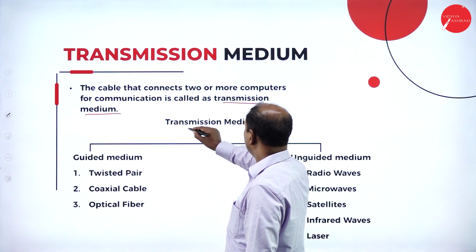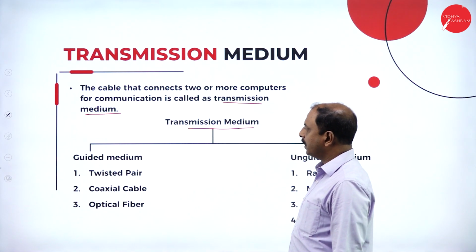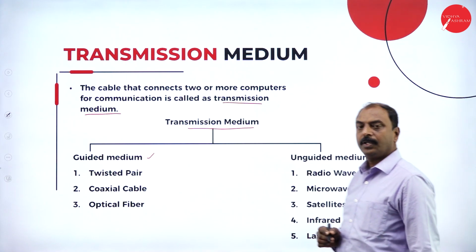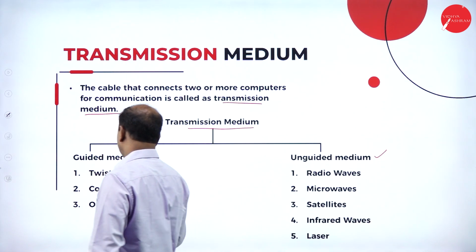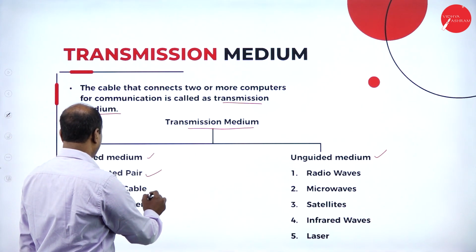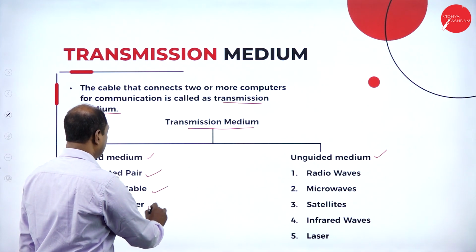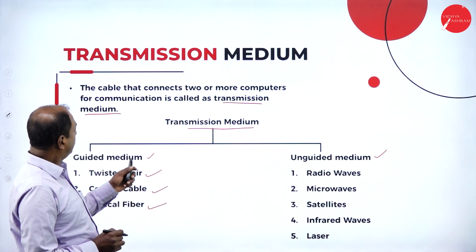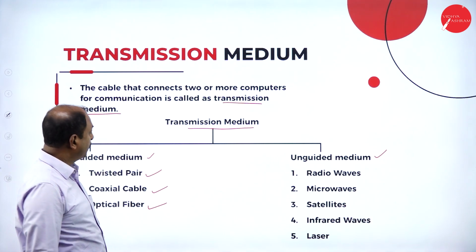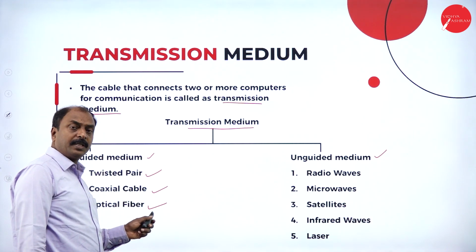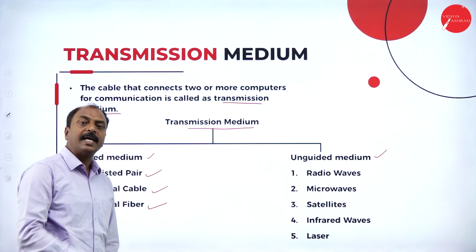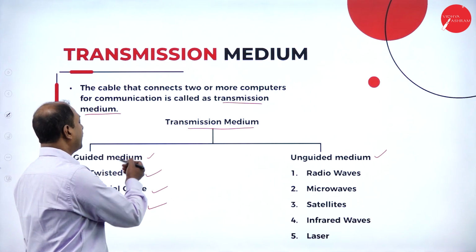There are two methods of transmission. One is guided medium and the second one is unguided medium. What is the definition of guided medium? Under guided medium we have twisted pair cable, coaxial cable and optical fiber. These are the guided media where we connect two computers in a network through a physical cable between the two computers. So we can make use of different types of cables under guided medium.